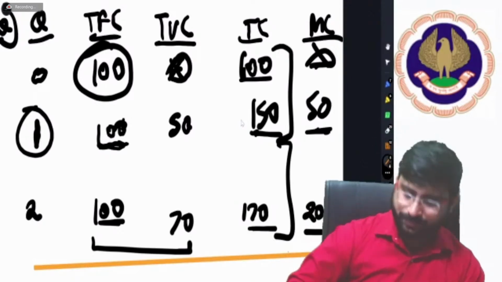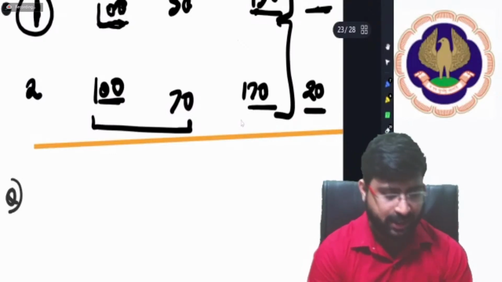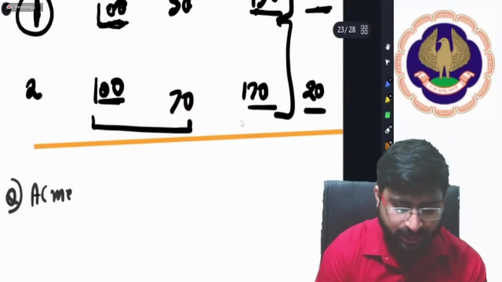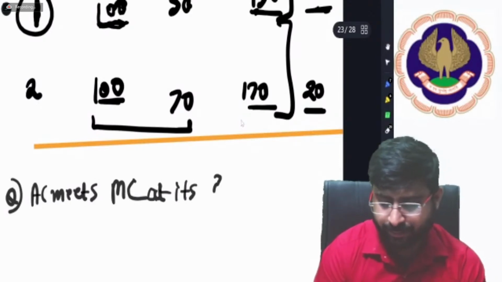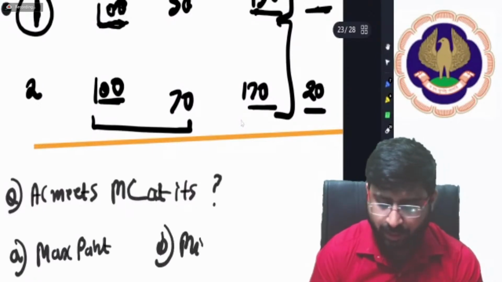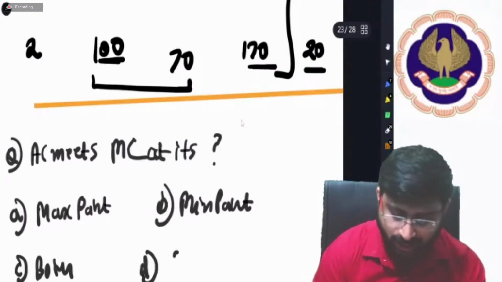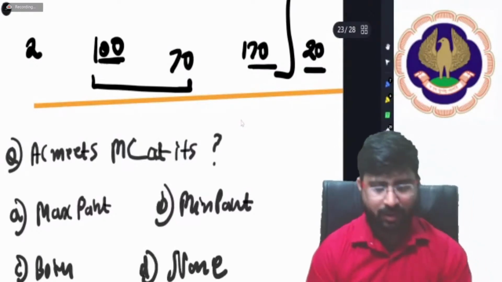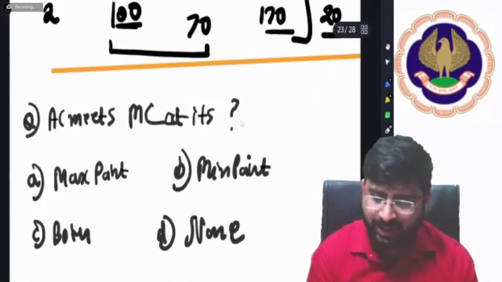Okay. One more question. AC meets MC at its: A, maximum point; B, minimum point; C, both; D, none. Come on, answer this one, friends. AC meets MC where?